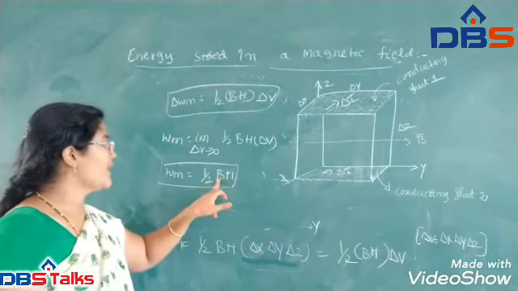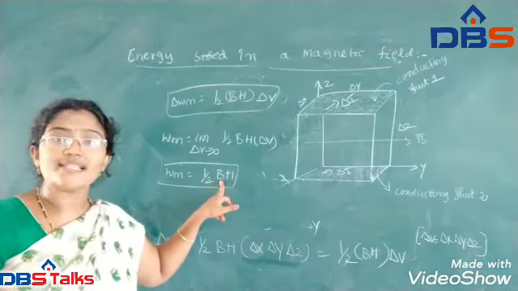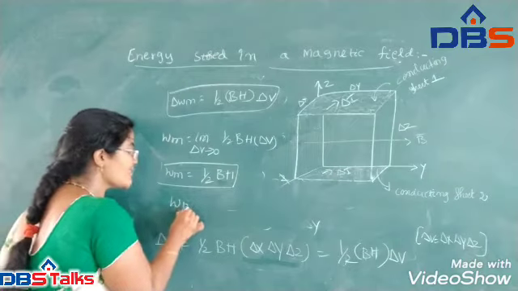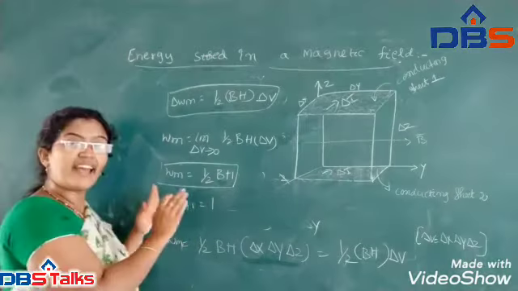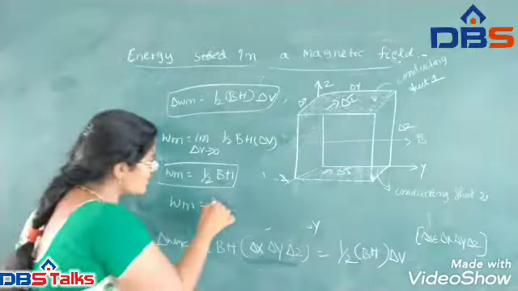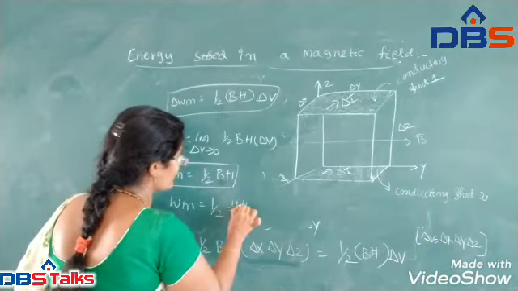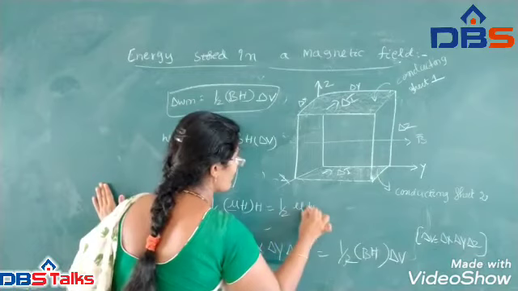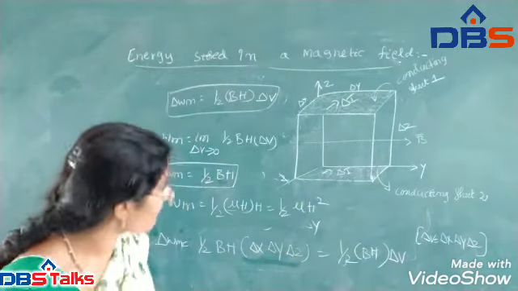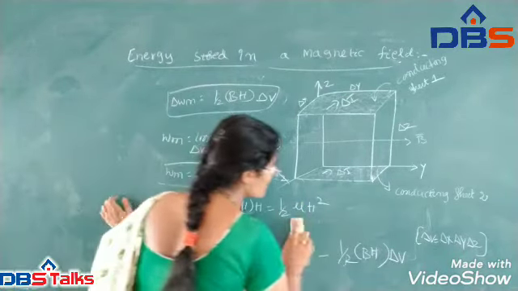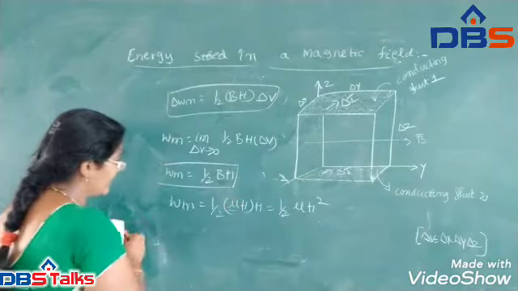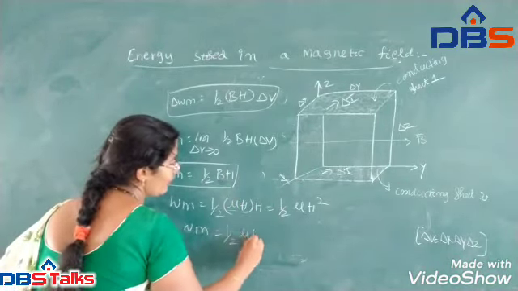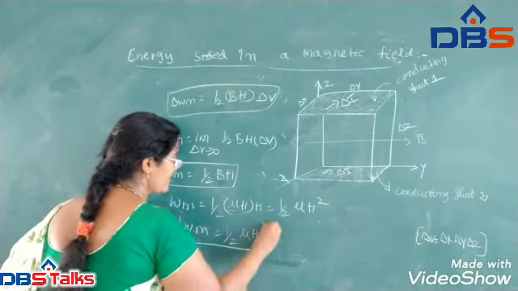So what is the B value? B value also you can express in terms of mu H. So at that time this is also expressed in terms of H. So that is equal to half mu H square. Okay, this is one of the formulas for the energy stored in a magnetic field, that is Wm is equal to half mu H square. This is one formula.